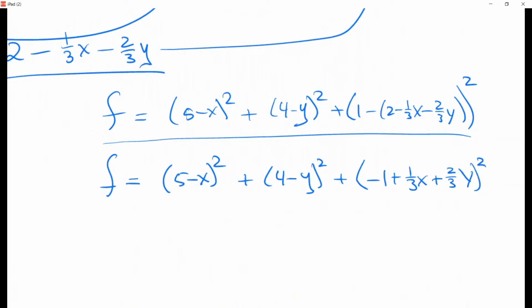I would stop there. I know there's a temptation to square those binomials, but if you square the binomials, you're going to have to square that trinomial at the end. I don't even want to think about that. So I'm going to leave that alone and just go from here and do my derivatives.